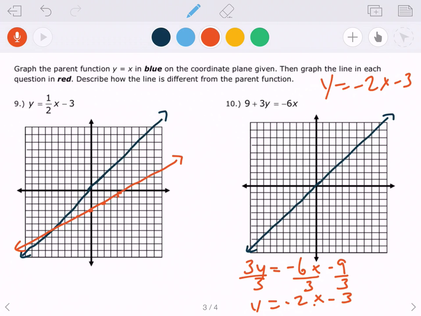So my parent function again in blue. And then in red, we're going to go y-intercept of negative 3, and I'm going to have a slope of negative 2. So I'm going to be rising 2 and running 1. And again, just make sure your line has a negative slope. So my line is going to look something like that. The y-intercept of negative 3 tells me it's shifted down 3 units. And a slope of negative 2, that line is going to be steeper than a slope of 1 in my parent function.